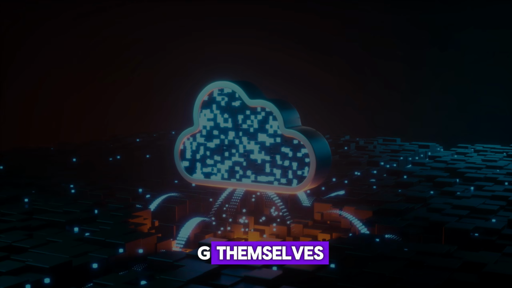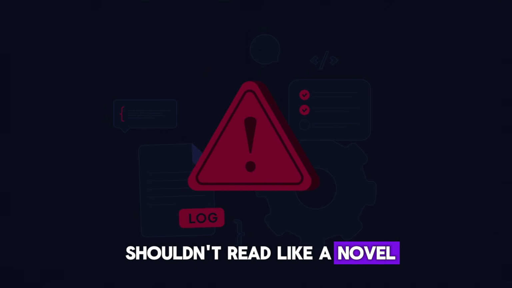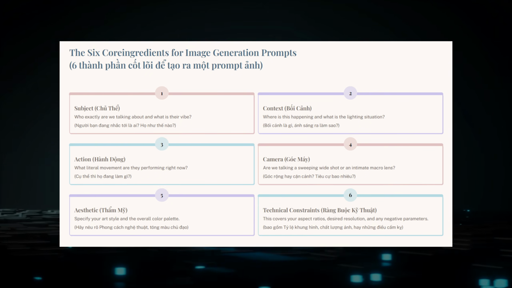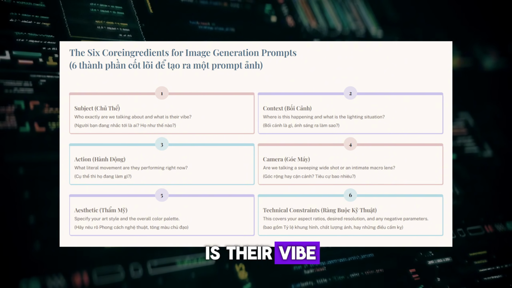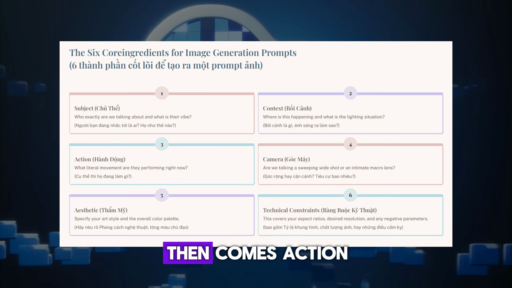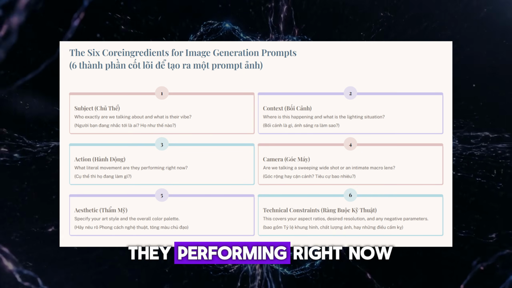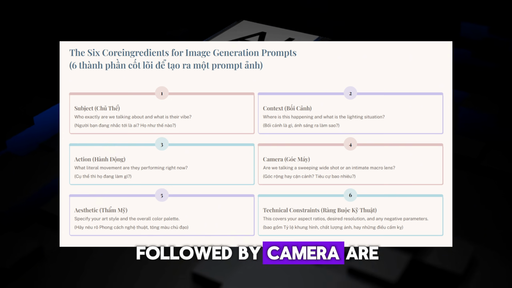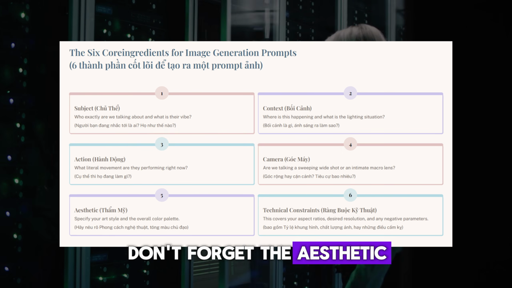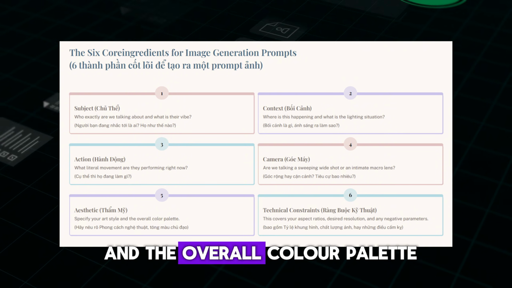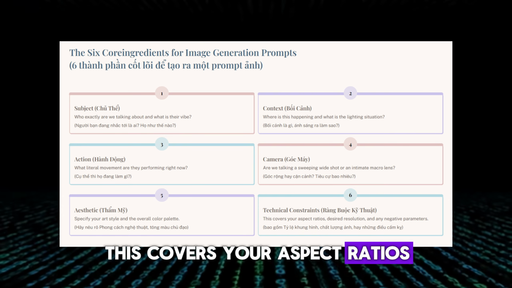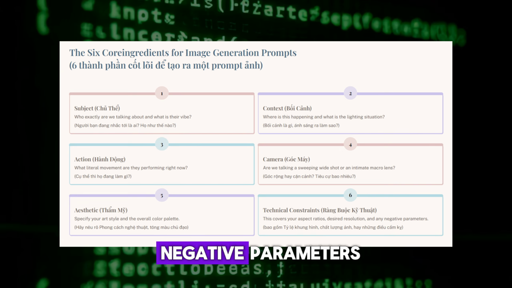According to the big G themselves, a truly goated prompt shouldn't read like a novel. It simply needs to nail 6 core ingredients. First up is the subject. Who exactly are we talking about and what is their vibe? Next is context. Where is this happening and what is the lighting situation? Then comes action. What literal movement are they performing right now? Followed by camera. Are we talking a sweeping wide shot or an intimate macro lens? Don't forget the aesthetic. Specify your art style and the overall color palette. Finally, we have technical constraints. This covers your aspect ratios, desired resolution, and any negative parameters.